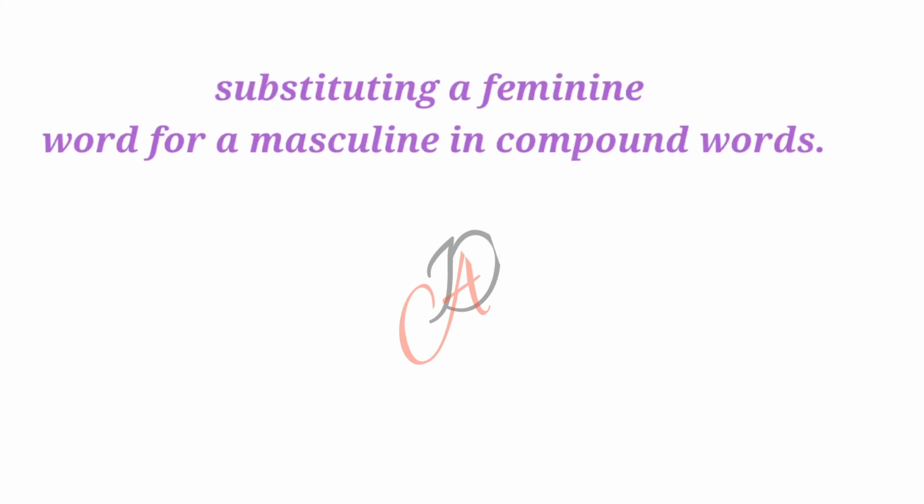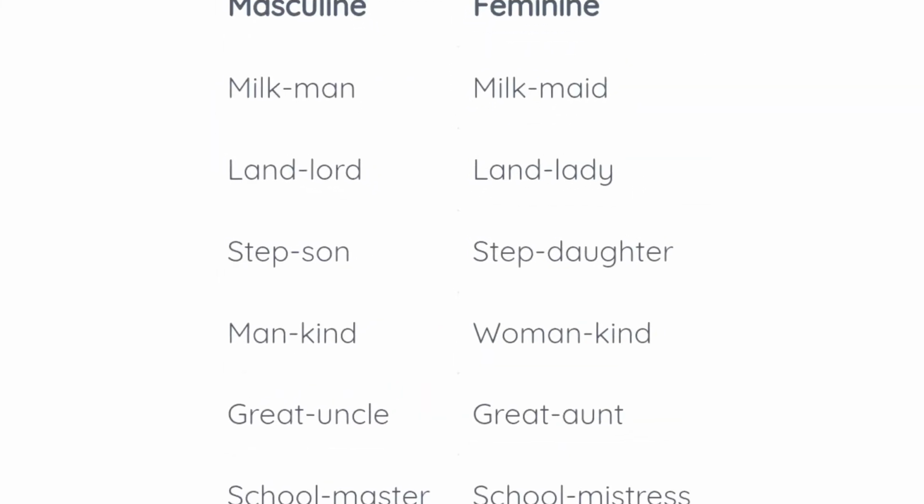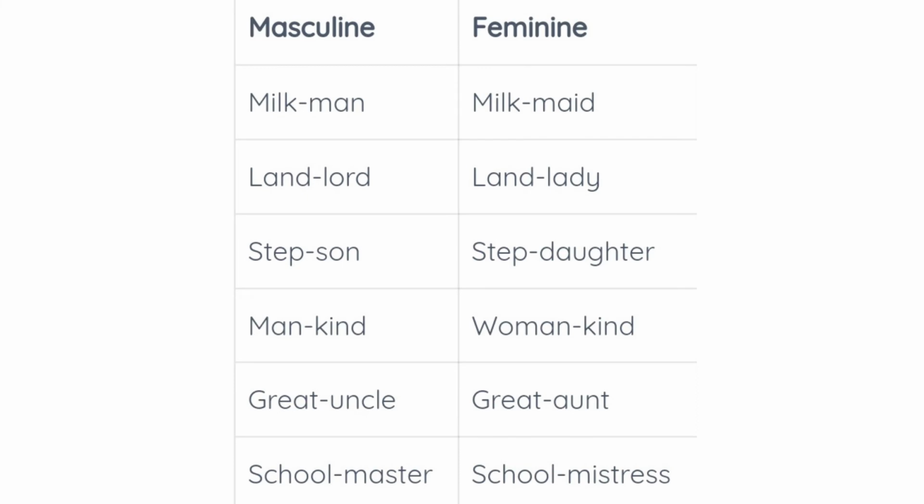Okay, let's move on to rule number three. Substituting a feminine word for a masculine word in compound words. Let's have a look at the examples. Milkman, milkmaid, landlord, landlady, stepson, stepdaughter, mankind, womankind, great uncle, great aunt, schoolmaster, schoolmistress.